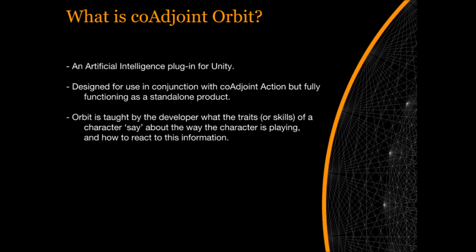So the way we use coAdjoint Orbit is to model traits that characterise good or bad morality and then teach Orbit to understand what that says about the character. For example, a character who has high jealousy or selfishness traits would be classified as bad, whereas a character with high kindness and empathy would be classified as good. If this is confusing, make sure you stay watching until we implement the morality model in Unity. It's actually very simple to do.